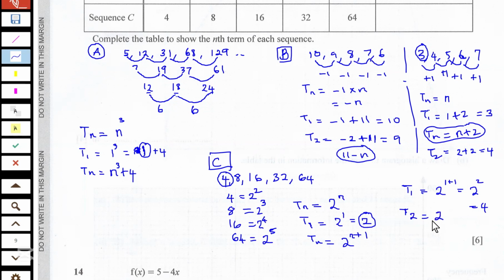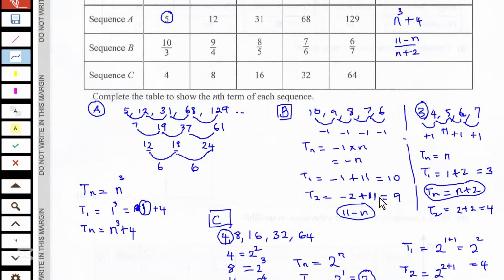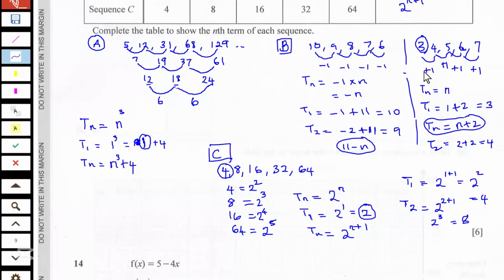Now, when n equal to 2, T2 is going to be what? 2 to the power of the nth term n plus 1, which is 2 plus 1, that is 2 to the power of 3. Of course, 2 to the power of 3 is equal to 8. So the nth term of sequence C is going to be 2 to the power of n plus 1. Now to the next question.